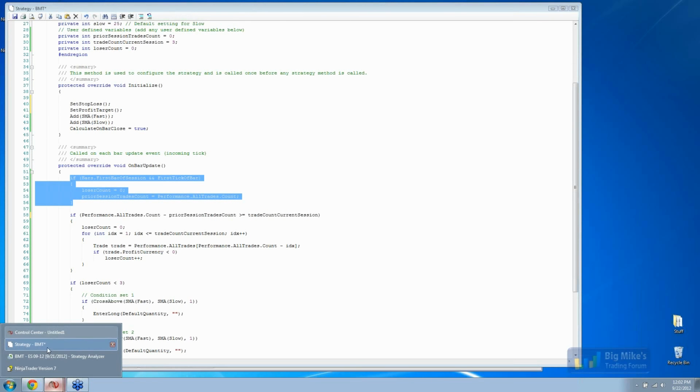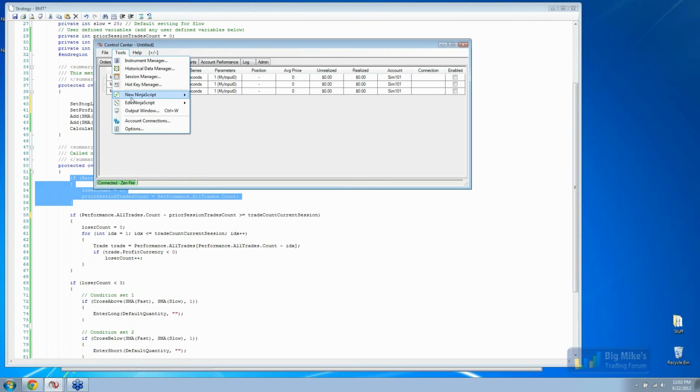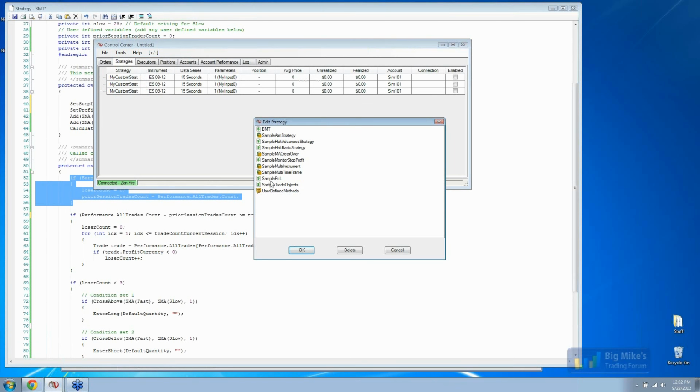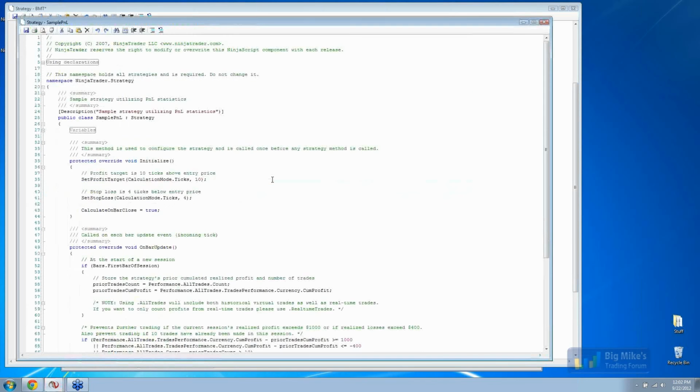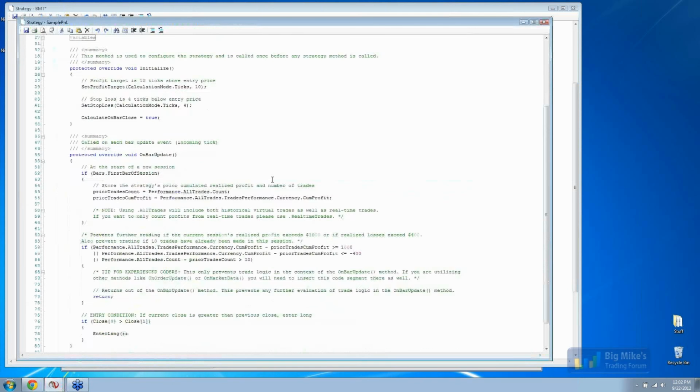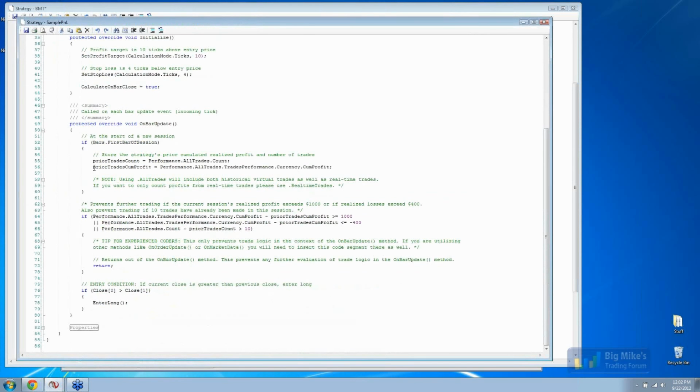Actually, let me bring up one of the samples. If you open up sample P&L, which is one of the reference samples I showed you guys earlier, you'll notice this line here, prior trades cumulative profit, performance.AllTrades.TradesPerformance.Currency.CumProfit. We're keeping track of the prior sessions' cumulative profit, and then we're subtracting that from the total cumulative profit to determine the current session's cumulative profit.